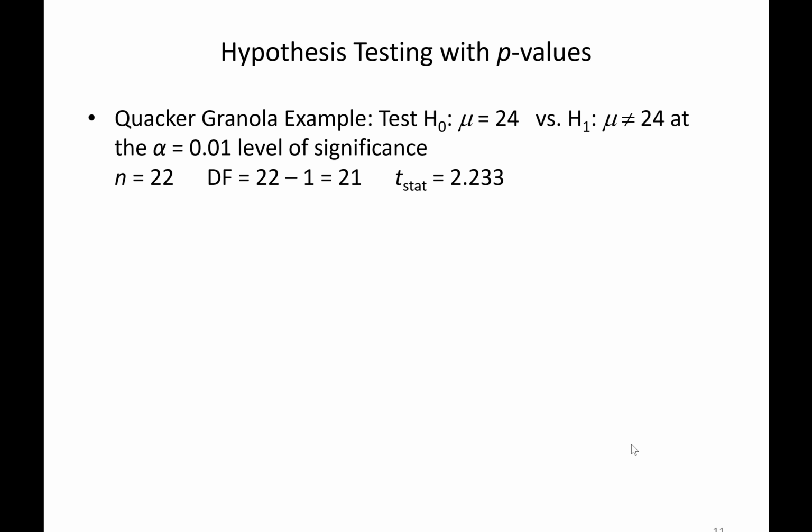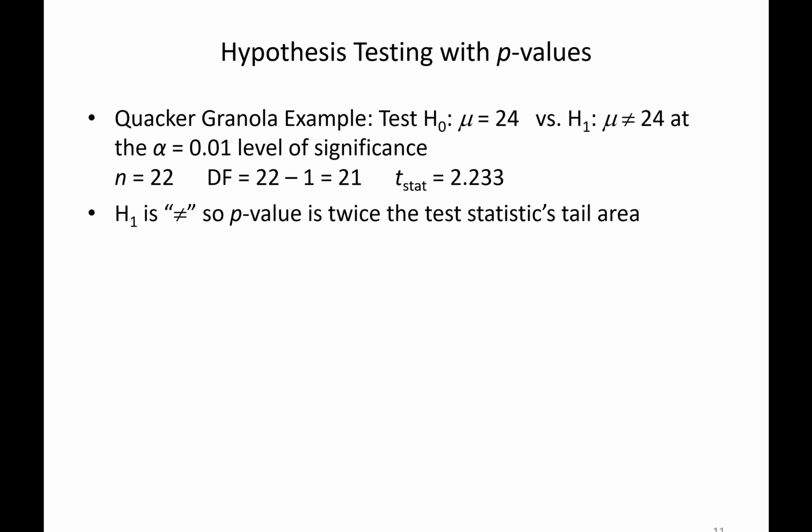So let's look at the other example with the Quacker granola. Again, we have the null hypothesis that mu is equal to 24 versus the two-tailed alternative that mu is not equal to 24 and alpha is 1%. Sample size of 22, degrees of freedom 21, and you'll remember our test statistic was 2.233. And since this is a two-tailed test, the p-value is going to be twice the test statistic's tail area.